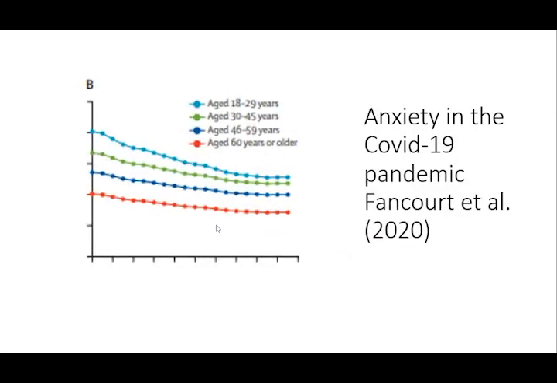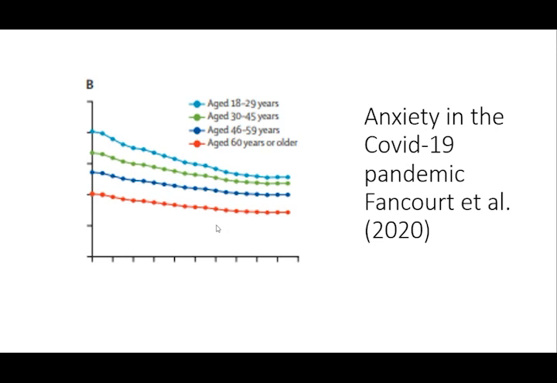I tried to find someone who's actually done this, and the models are slightly more complicated, but they looked at differences in the trajectory of mental health. On the y-axis we have anxiety and how it's decreased over time during the pandemic, but it's decreased more for certain groups.